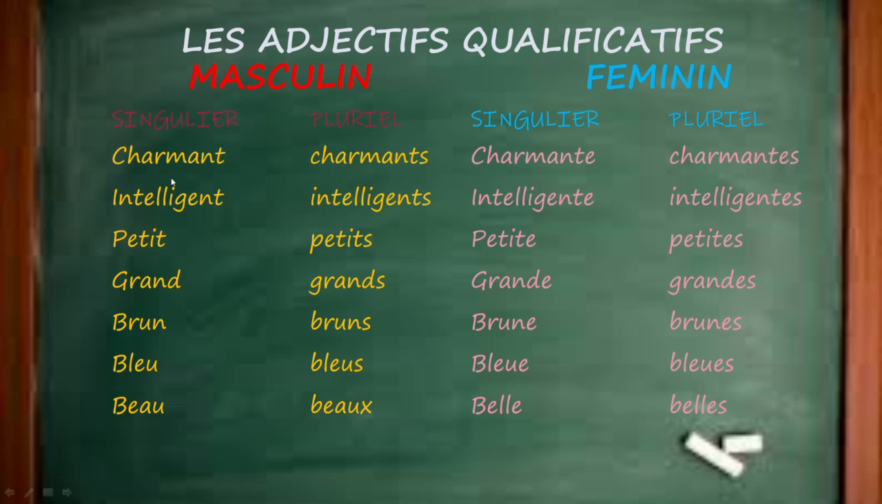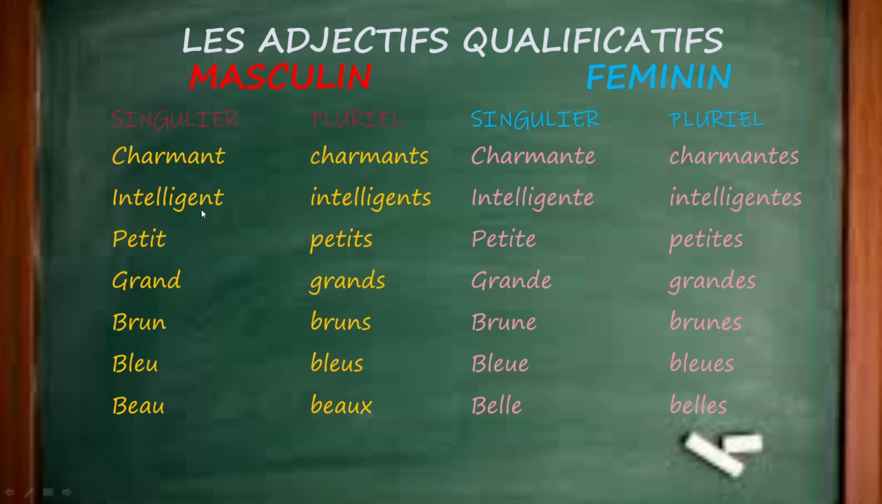So the masculine form is charmant, which means charming. The plural form is charmants. The pronunciation will be the same, charmant, charmant. The feminine form will be charmante. We pronounce till the T, and charmantes again for the plural form. So be careful of the spelling. We add one E for the feminine singular, and ES for the feminine plural. Normally we add S for the plural, same way like in English, but not for adjectives in English. For nouns we add S, right? Boy, boys, that way.